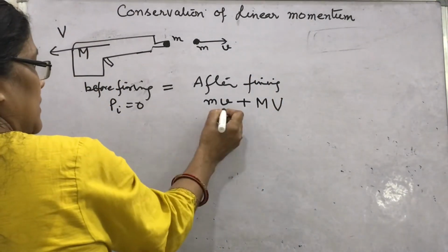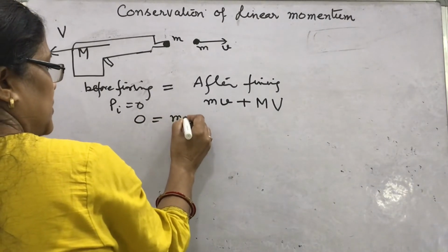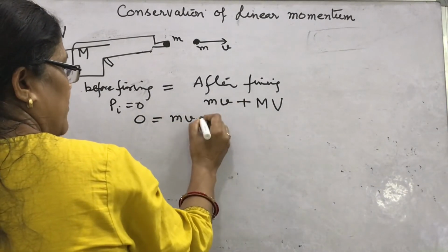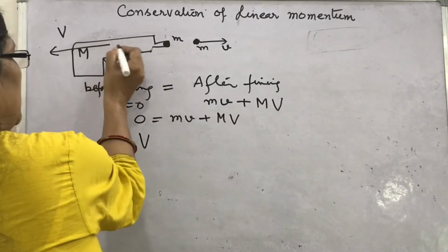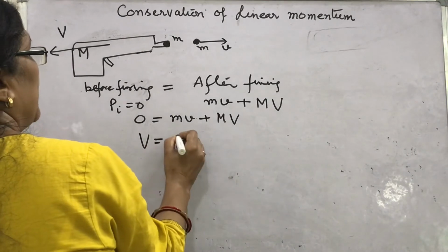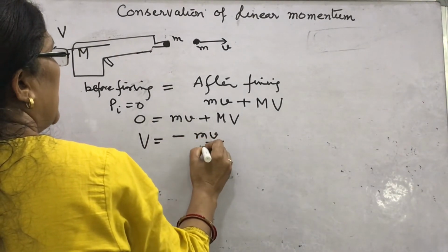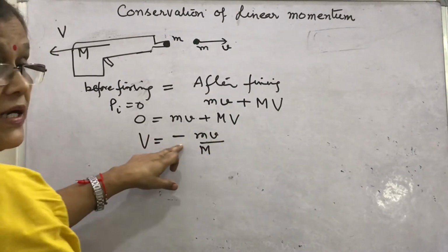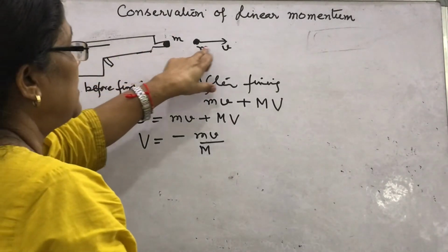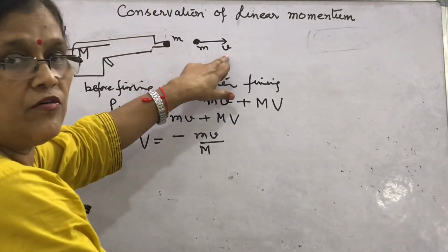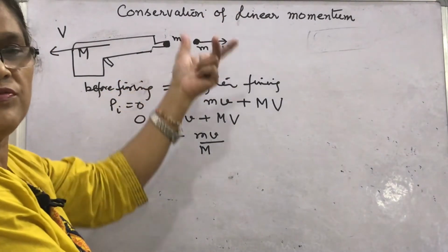Then since before firing momentum is 0, you will write 0 equal to mv plus MV. So what is velocity of gun going backward? It will be equal to minus mv upon M. What does this minus sign indicate? That it is in the backward direction, that is opposite to the direction of bullet. Why opposite to the direction of bullet? Conservation of linear momentum.